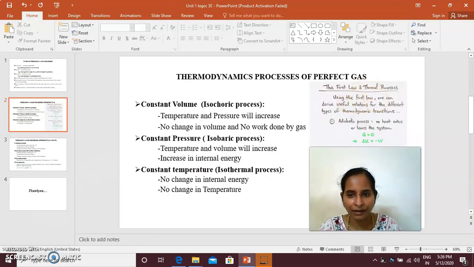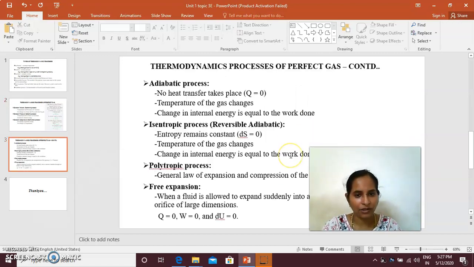You can see the derivations here. For an adiabatic process there is no heat transfer, Q equal to 0, and thus del Q equal to 0 means dU equal to minus W. That is, no heat enters or leaves the system. And for the isochoric process, W equal to 0. Next, the isothermal process, with its derivations.